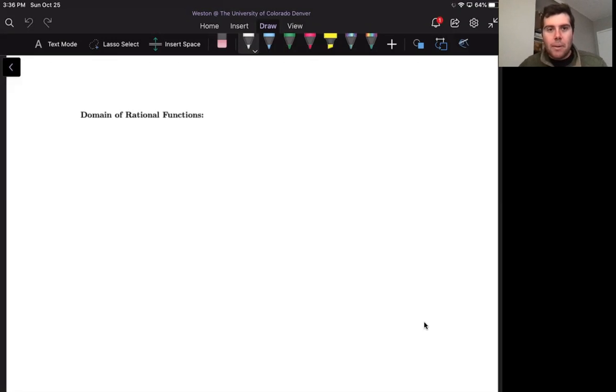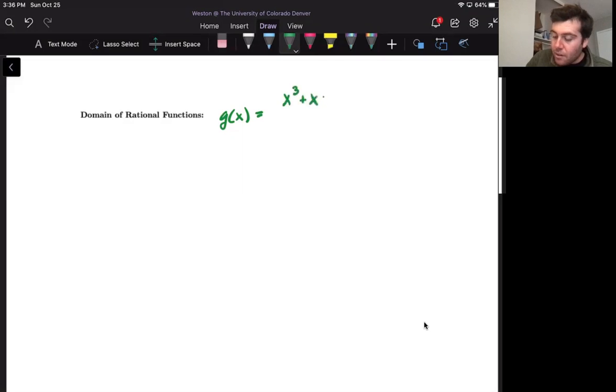The first thing to talk about is domain. When we're talking about polynomials, we didn't have to worry about domain so much at all. Polynomials are really nice. Well, not typically, always, their domain is all real numbers. Any real number we plug into a polynomial, we get an output out. That even works for all the complex numbers that we can plug into polynomials. We can get an output out of it.